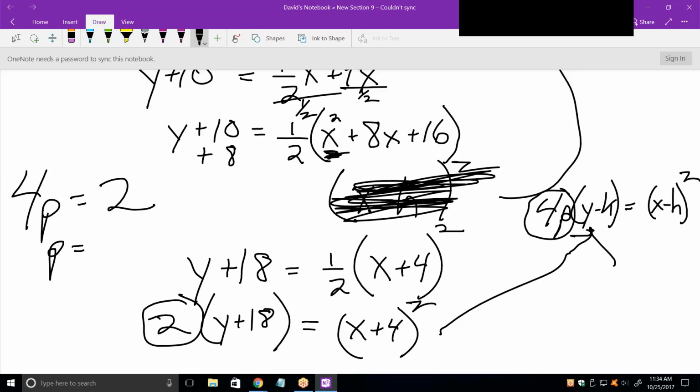Okay. No, I said 4p was equal to 2. 4p was equal to 2? So let's make p 1/2 then. That's 4p right there. That's 4p, and it's a 2. In other words, whatever the coefficient is in front of the y minus k, that is equal to 4p, always. If that were a 3, then 4p would be equal to 3. It's a 2, so 4p equals 2.